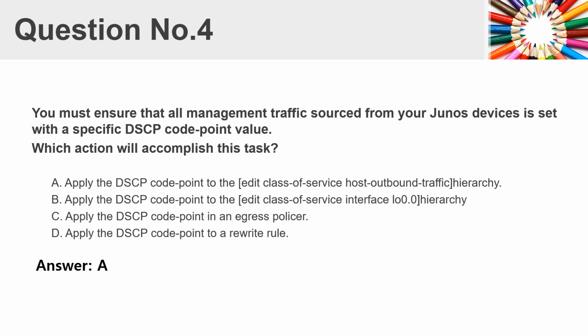Question number 4. You must ensure that all management traffic sourced from your Junos devices is set with a specific DSCP code point value. Which action will accomplish this task? A. Apply the DSCP code point to the edit class-of-service host-outbound-traffic hierarchy. B. Apply the DSCP code point to the edit class-of-service interface lo0.0 hierarchy. C. Apply the DSCP code point in an egress policer. D. Apply the DSCP code point to a rewrite rule. Answer A.